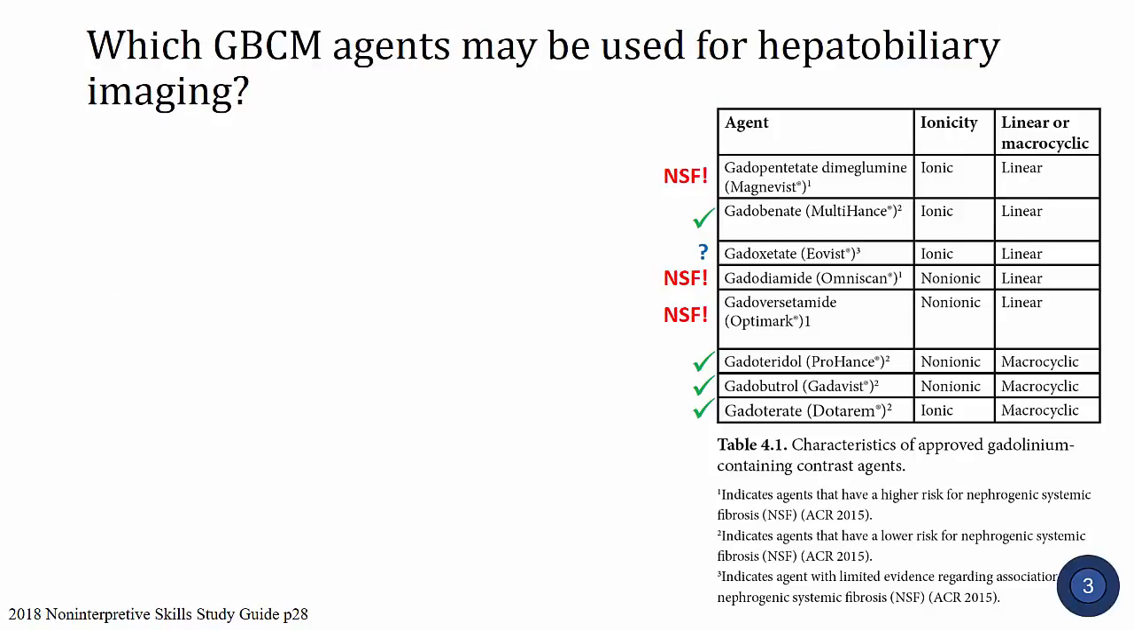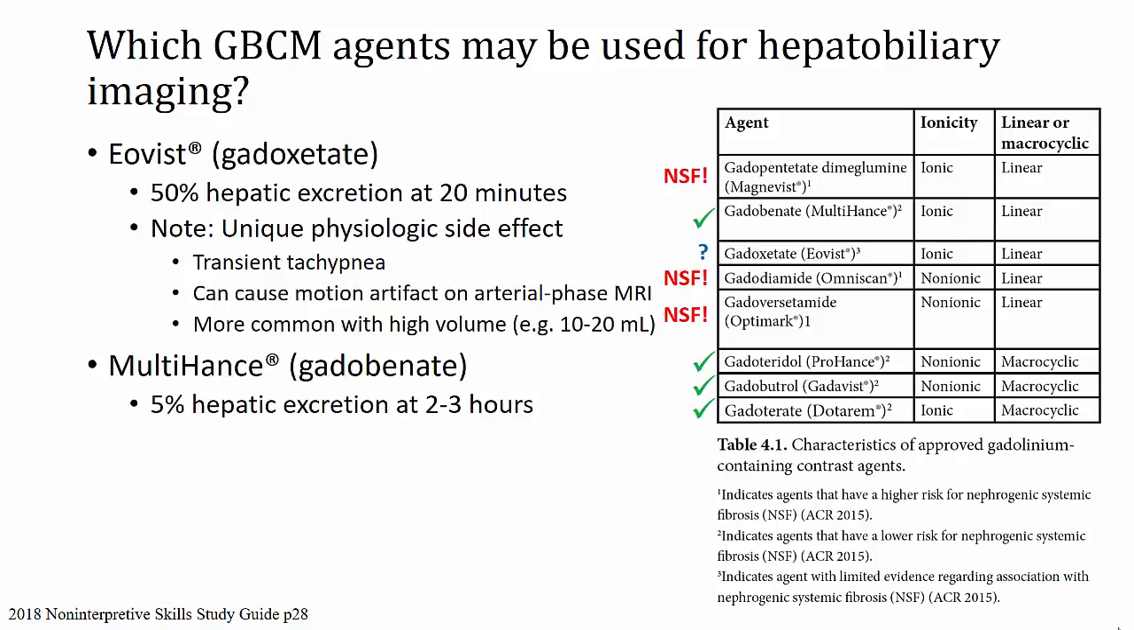Next question. Which gadolinium-based contrast media agents may be used for hepatobiliary imaging? Well, Eovist is the primary agent for hepatobiliary imaging. You have about 50% hepatic excretion at 20 minutes, although there is one unique physiologic side effect to know about, and that is transient tachypnea that can cause motion artifact on arterial phase MRI, and it's more common with high volume of contrast, 10 to 20 milliliters.